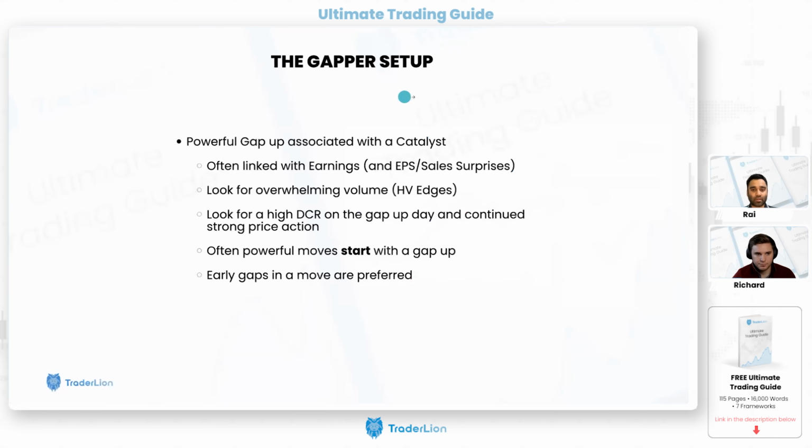this slide is about. So, powerful gap up associated with catalysts, often linked with earnings. Look for outsized volume, that's our HV edge. Look for high DCR and a gap up to continue that price action. Often the move starts with the gap up. We've seen that in many, many names, even the smaller ones like CDLX, that's tripled.